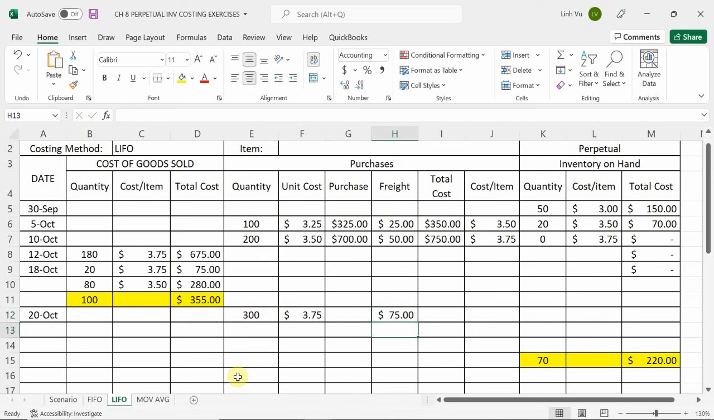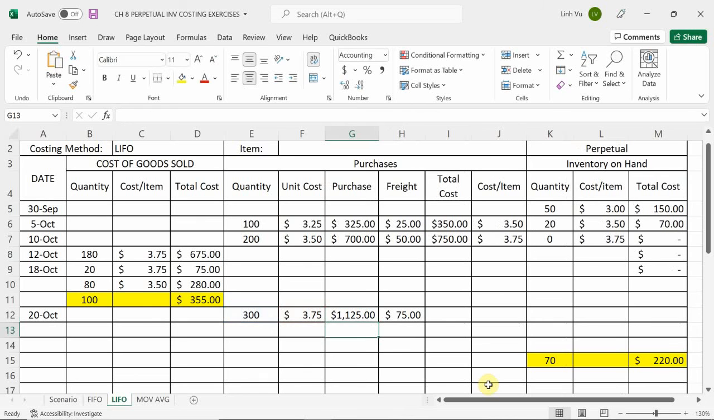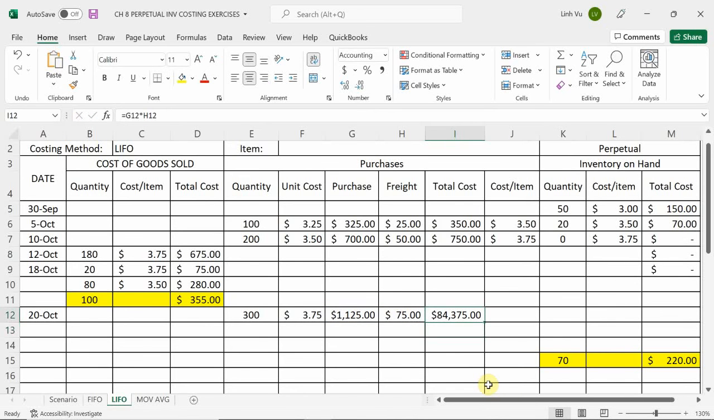So in this case, what's my total purchase price here? $1,125. Good. Plus $75. $1,200. Yep. Good. Okay. Now 1,200 divided by 300 is going to give you how much per item? $4. Good. So in this case, I'm going to pop this into my inventory because I just purchased inventory. I purchased 300 units at $4 each, which is going to give me a total cost of $1,200. So in this case, now I have 370 units that I can sell. Okay. Good.